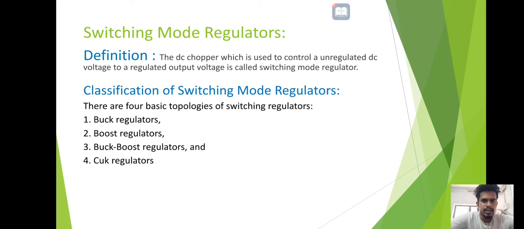Switching mode regulator. Definition: the DC chopper which is used to convert an unregulated DC voltage to a regulated output voltage is called a switching mode regulator. Classification of switching mode regulator: there are four basic topologies of switching regulators: buck regulator, boost regulator, buck-boost regulator, and Cuk regulator.